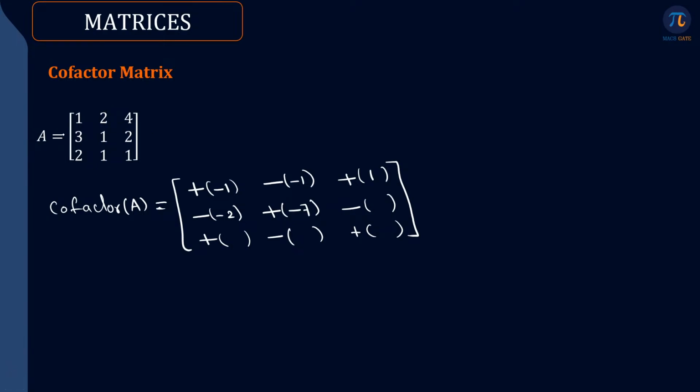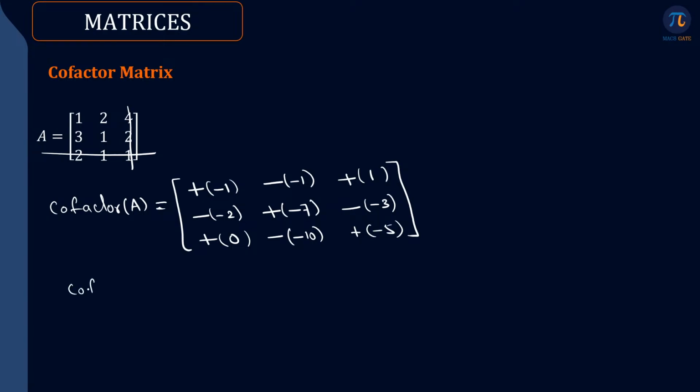Next element. Remove the row and remove the column. 1 minus 4, that is minus 3. Next element, remove the row and remove the column. 4 minus 4, this is 0. Next element, remove the row, remove the column. 2 minus 12, minus 10. Remove the row, remove the column. 1 minus 6, that is minus 5.